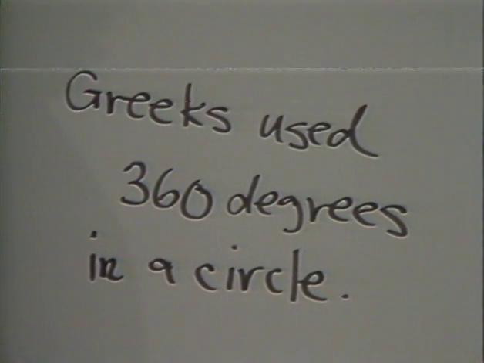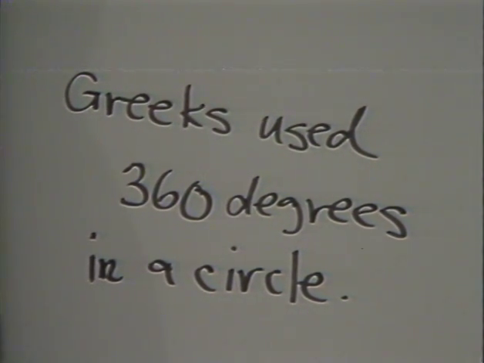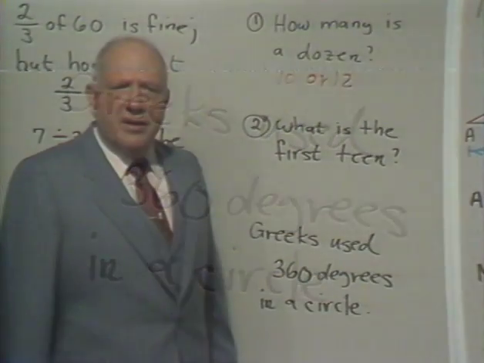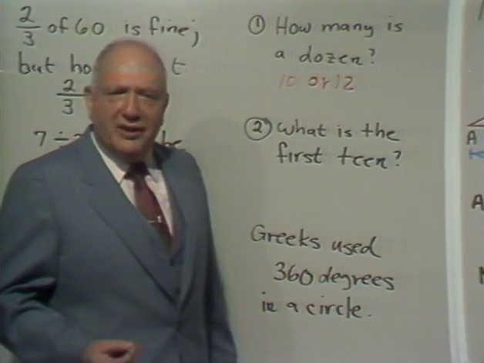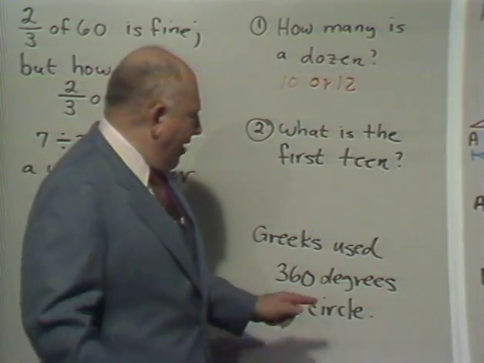The Greeks used 360 degrees to divide a circle into, because look at how many factors 360 has. If you want half a circle, it's 180 degrees. If you want a third of a circle, it's 120 degrees. If you want a fourth of a circle, it's 90 degrees. See, it has a lot of factors.